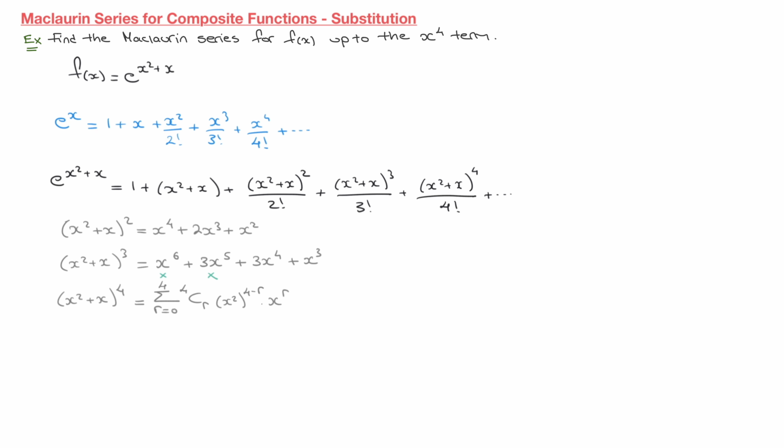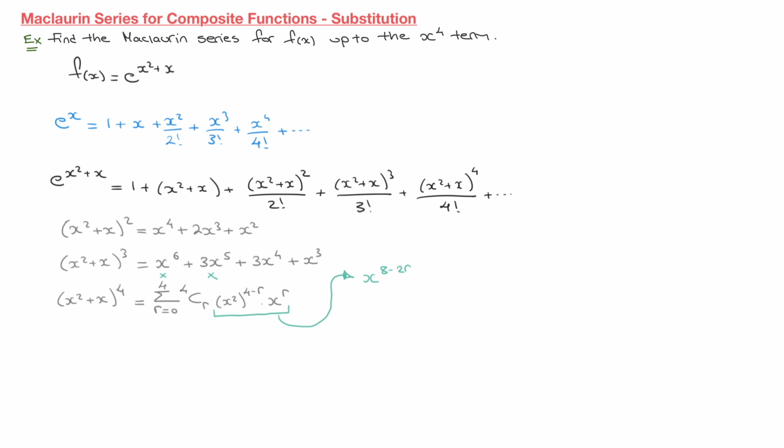Okay, now I quickly focus on the powers of x that I have here, and I'll do that on the side. And distributing this power of 4 minus r onto this x squared here, that first power of x becomes x to the power of 8 minus 2r, and of course it still multiplies the x to the power of r.